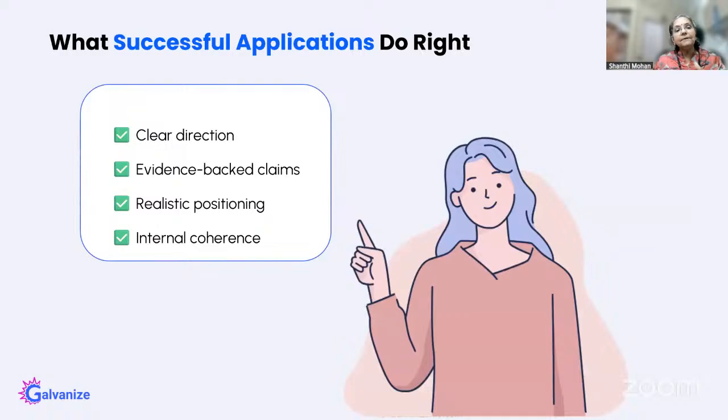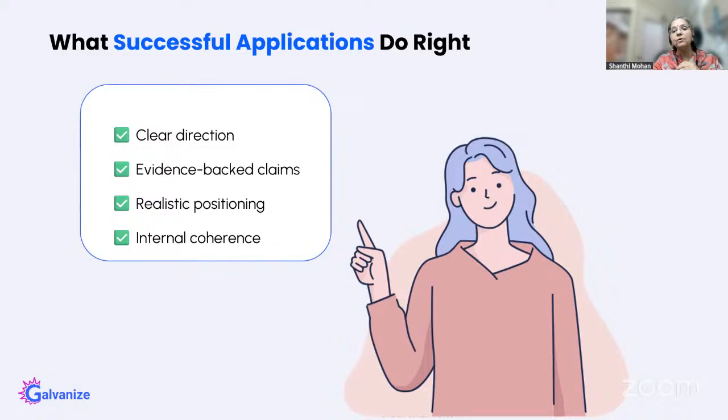So these are what successful applications generally have. They have a clear direction, they have evidence backing it, and they position themselves in a realistic way, with coherence across the application. Now that this would have given you an idea of how you have to strategize various elements of your application.